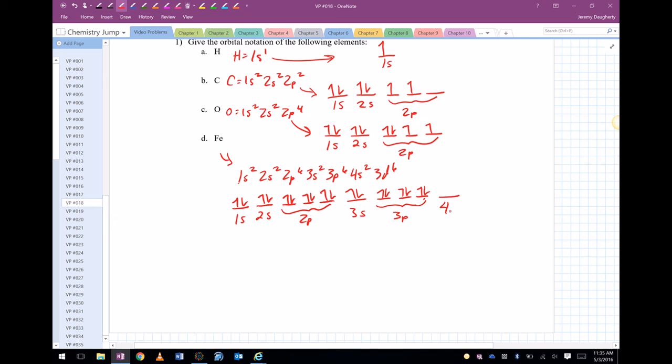Then we go to 4s. Then we go to 3d. 1, 2, 3, 4, 5. There are 5 d orbitals: dxy, dyz, dxz, dx squared minus y squared, and dz squared. So these are all the 3d. So everybody gets one. 1, 2, 3, 4, 5, and that's because of Hund's rule. And then here's the sixth one. So there's orbital notation.